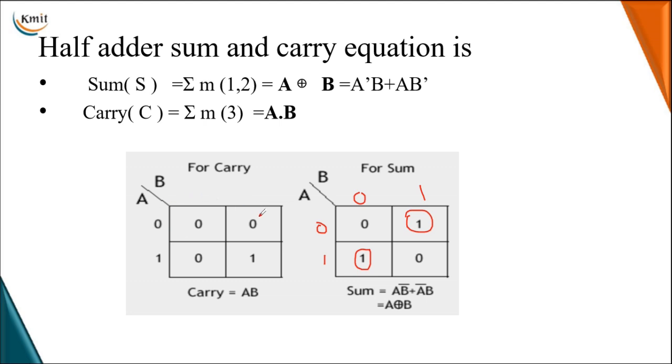Next, for the carry output, we map the function. It has only one minterm, which is minterm 3. If it doesn't have any pair formation, it is also considered an isolated minterm. Since A is 1 and B is also 1, the product term is written as AB. The carry output minimum expression is equal to AB.